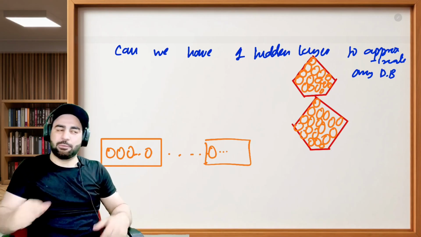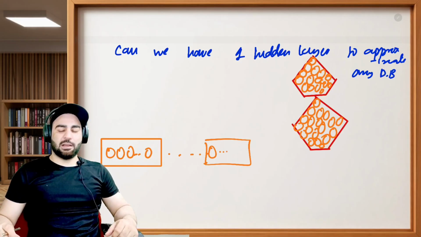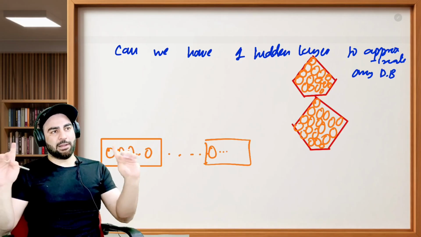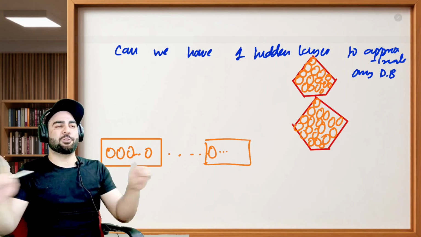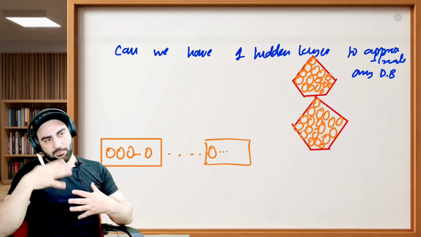Because we saw the same with the Boolean functions, because we just had one hidden layer, and we saw that if we have one hidden layer with enough neurons, the depth was exponential. So in that case, we could model any Boolean function.